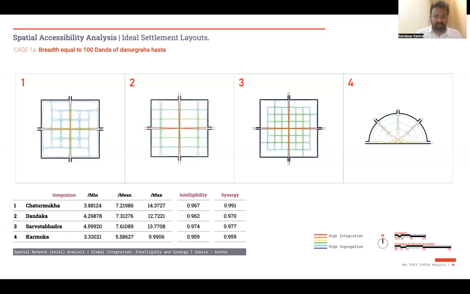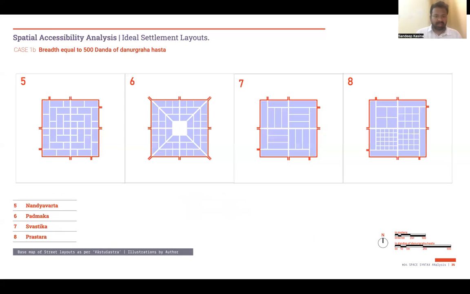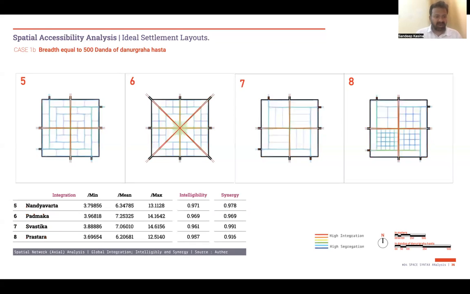Overall, the analysis shows high levels of integration, intelligibility, and synergy in different layouts. Sarvatobhadra and Chaturmukha layouts demonstrate higher integration, intelligibility, and synergy due to their concentric arrangement and robust connectivity between different city areas. Similar results can be observed in the layouts of 500 dandas in breadth. Nandyavarta and Swastika layouts demonstrate higher integration, intelligibility, and synergy due to their concentric arrangement and robust connectivity from different parts of the layouts.